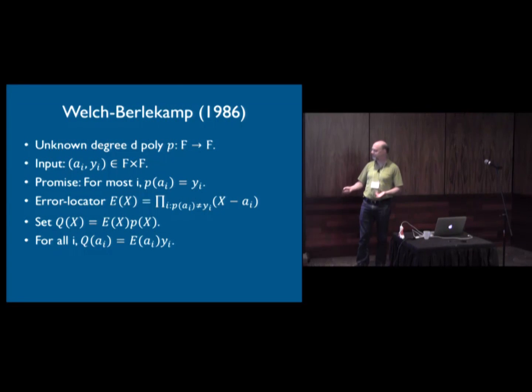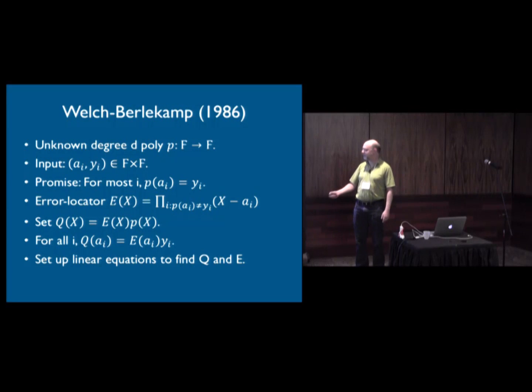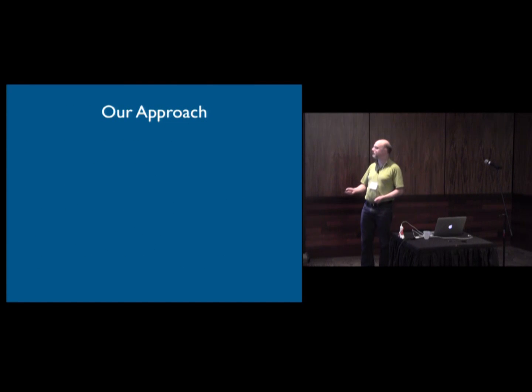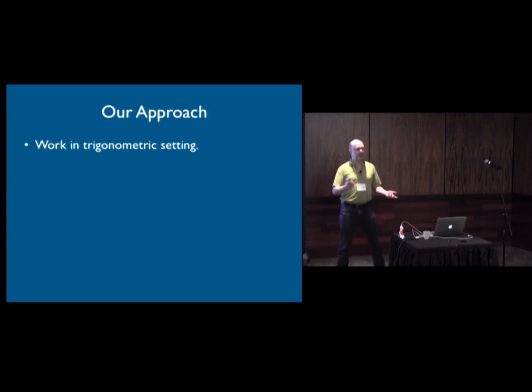So very simple. Then they just set up linear equations to find Q and E. And once you find Q and E, you can just divide to get P. So that's an overview of their algorithm, nice and clean. But again, it seems to rely heavily on exactness. So what's our approach? For one thing, we work in the trigonometric setting. We saw that we could go back and forth between algebraic and trigonometric, and we said that the trigonometric setting is cleaner, so we do that.